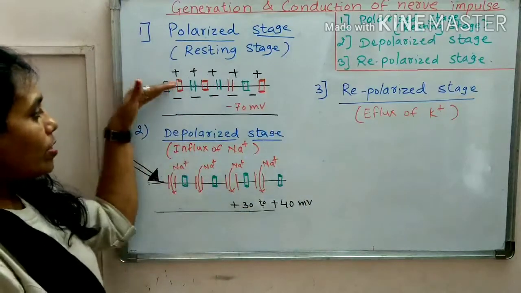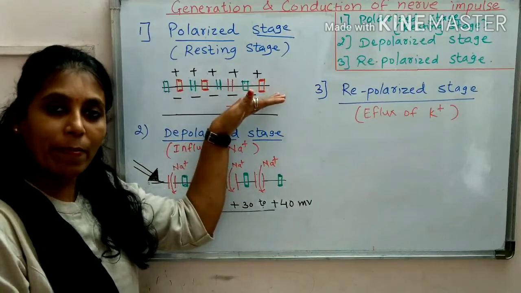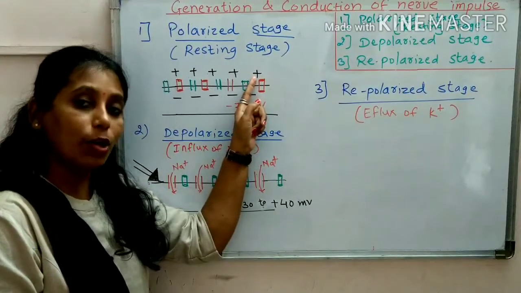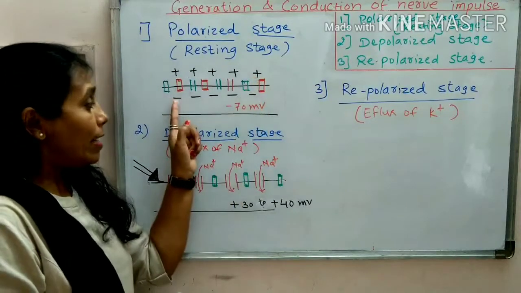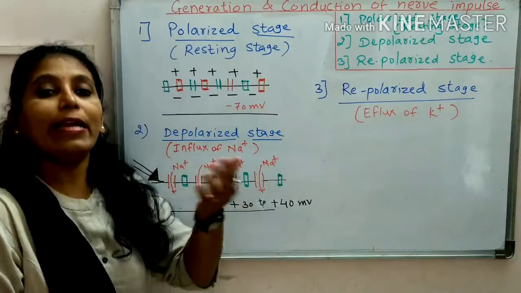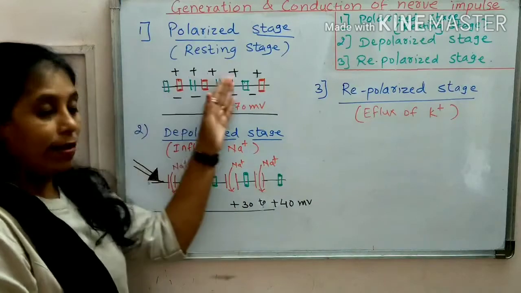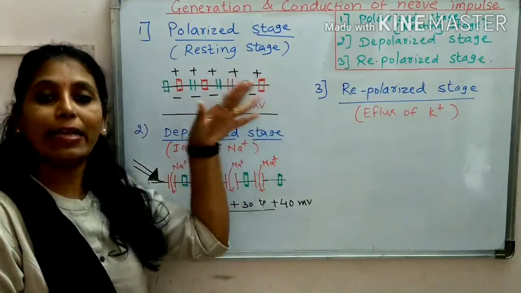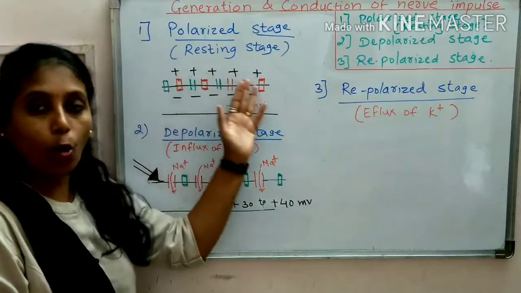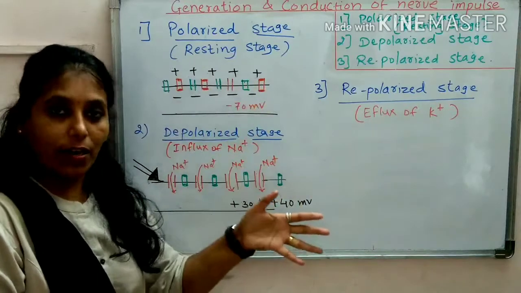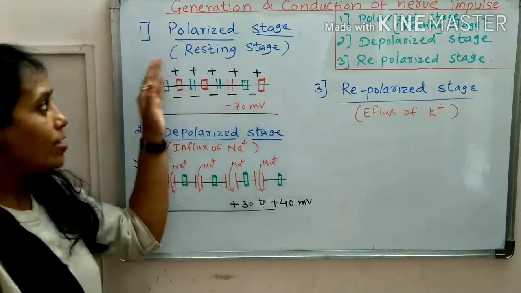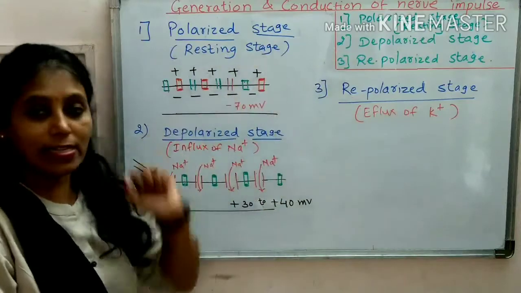At that time, now this is the axolemma, the covering plasma membrane of the axon. The outer side is positively charged due to the presence of more sodium ions. Inside, means exoplasm, is negatively charged due to the presence of more negatively charged protein ions. At that time, most of the leakage channels for sodium and potassium are closed. Very few leakage channels are open. And if we measure the potential during the resting stage, it comes to minus 70 millivolt.